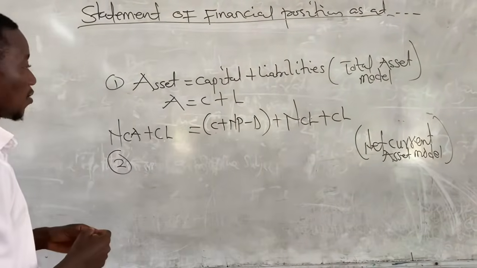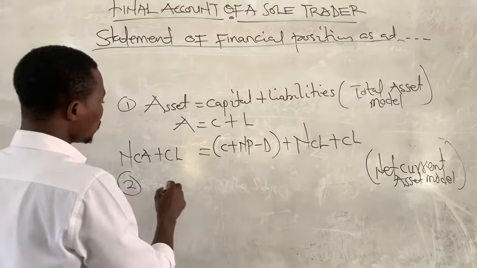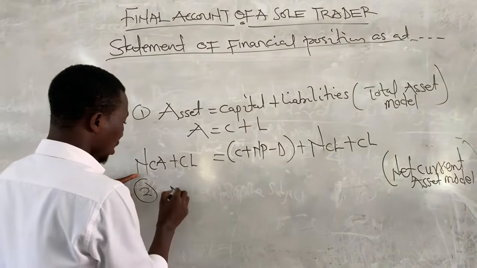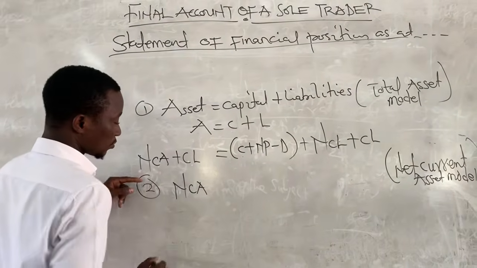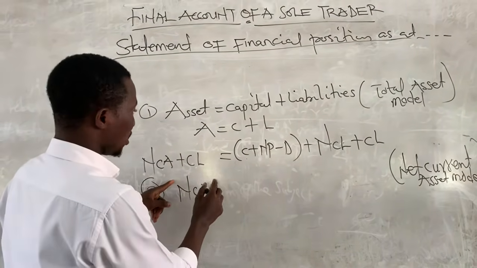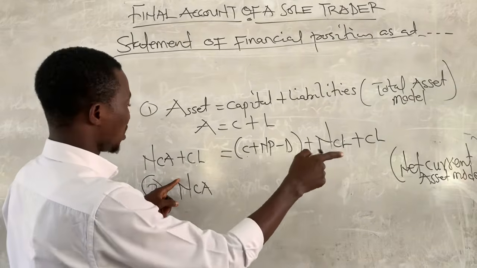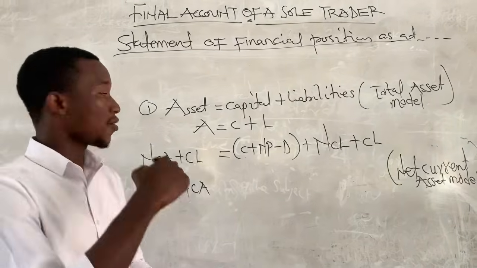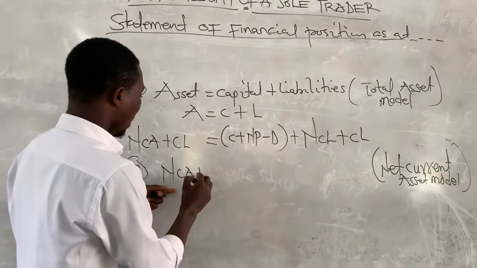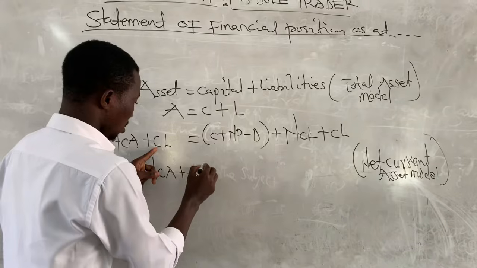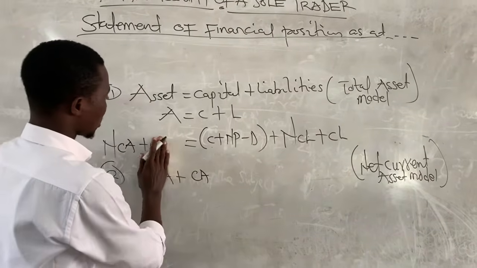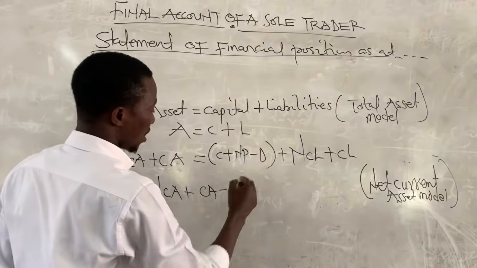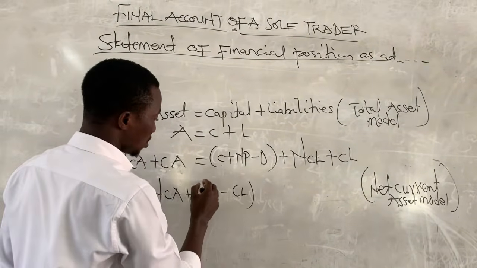With the net current asset model, we will still maintain our assets, okay? We maintain our non-current assets. Then, because it is a net current, you will be taking the current liability from the current asset. So you will be having plus the current asset. Sorry, this is current asset. So current asset minus, we bring this here to become minus. So current liability this way.